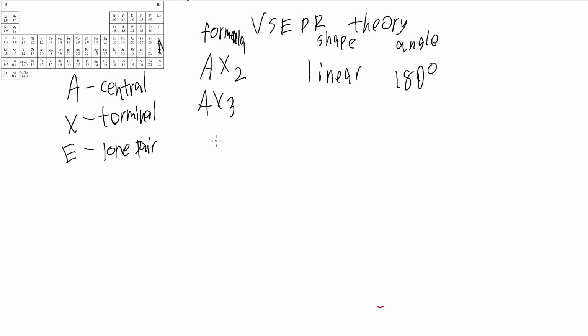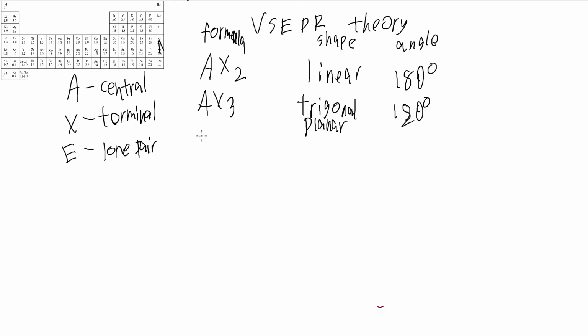And so for AX3, these atoms can't go farther apart than a triangle shape, where each terminal atom represents a vertex of the triangle. So if you have the atom at the center of the triangle, this is what it looks like. And so this, as you can guess, is what's called trigonal planar. Triangle, planar, because it's in a plane. And this has an angle of 120 degrees.